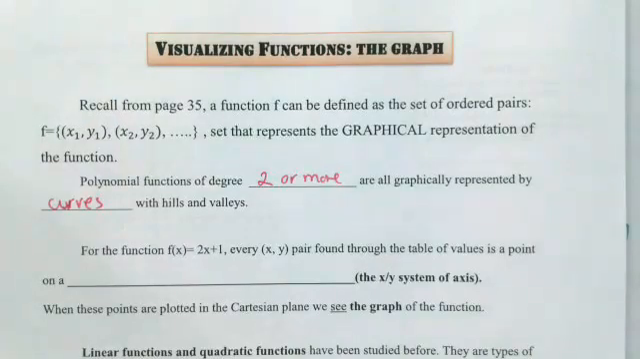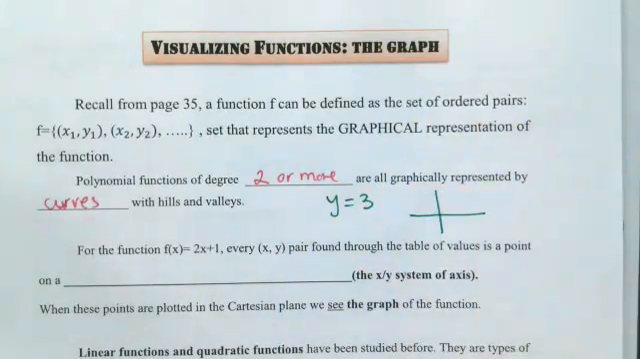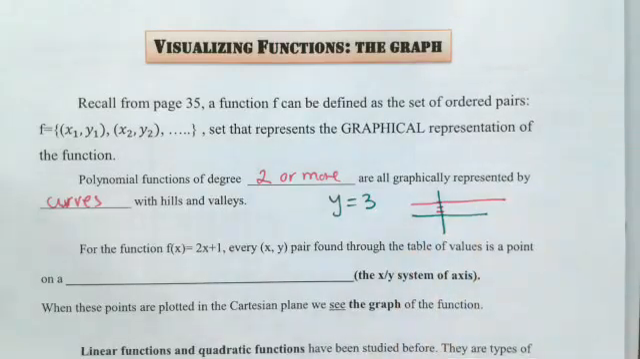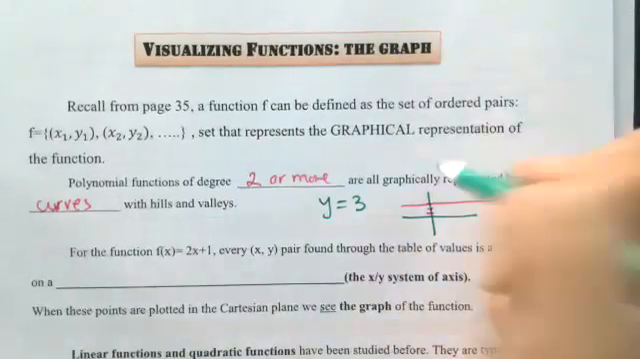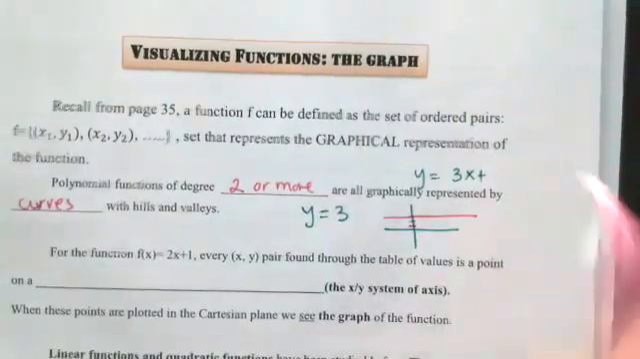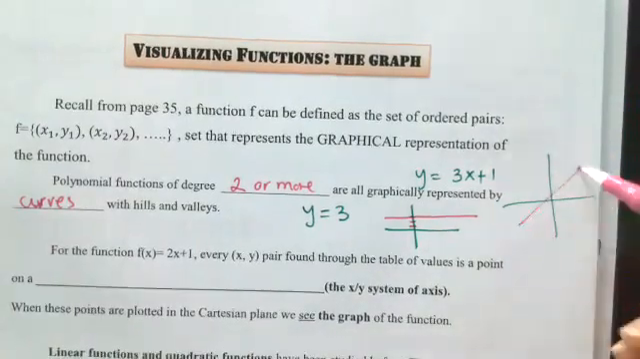Why? What do you think is the graph of degree 1 functions? A straight line. With the exception of a constant function, which is just going to give you a horizontal line. So for example, y equals 3 will give you a horizontal line through 3. And if you have y equals 3x plus 1, it will give you a straight line that looks something like that, okay?